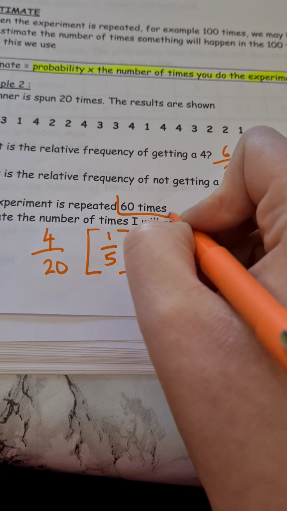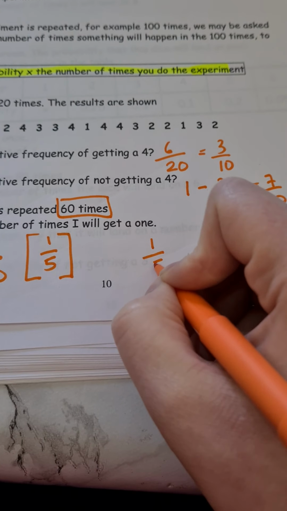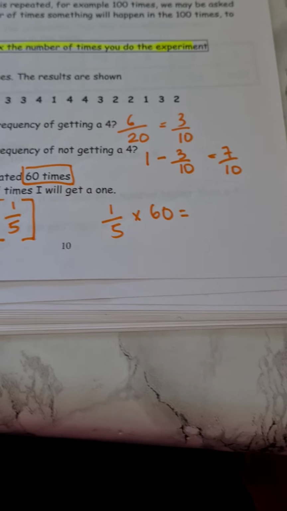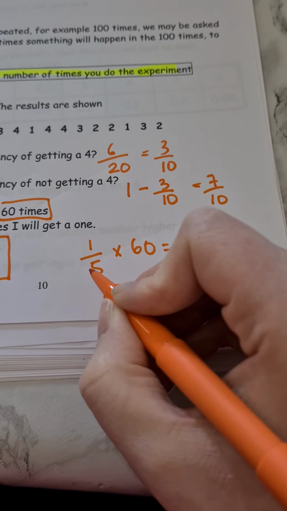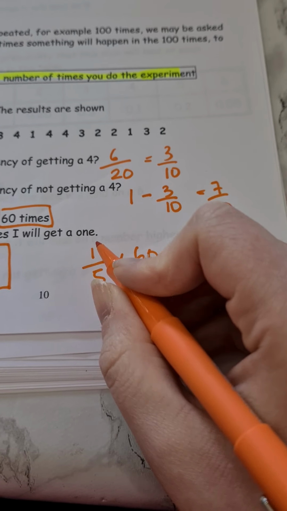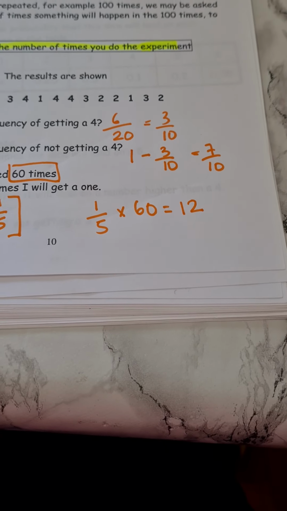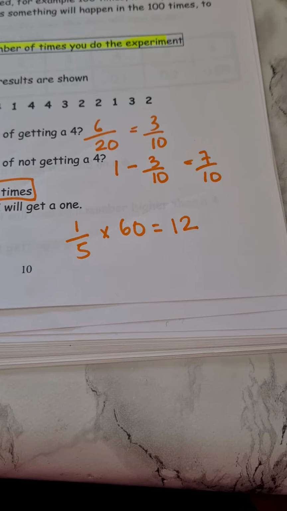We have the number of times we are doing the experiment and we must multiply those two together. So a fifth multiplied by 60. When you're multiplying by a fraction, just divide by the bottom number. 60 divided by 5 multiplied by 1 gets you an answer of 12. So you would estimate that if you were to continue this experiment 60 times, you would get the number 1 12 times.